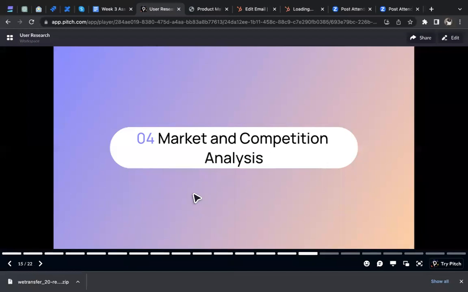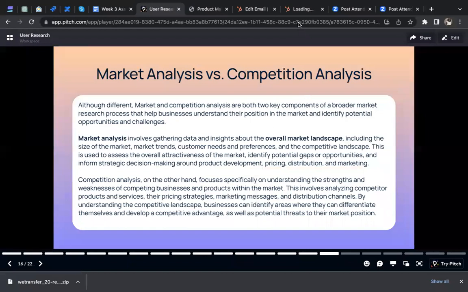So this is the last but not the least part of our class today, market and competition analysis. At the core of conducting user research is your market analysis and your competition analysis. Although they are different, and you understand why, market and competition analysis are both two key components of a broader market research process to help businesses understand their position in the market and identify potential opportunities and challenges.